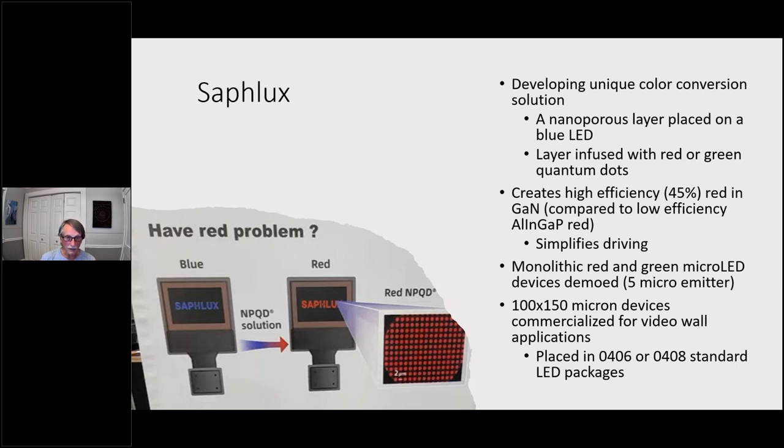But to get there, they're going to start by commercializing a little bit larger devices. These are really mini LED devices at 100 by 150 for video wall applications. And they've done a very smart thing, I think. They've taken these mini LED devices and put them in standard LED packages, these 0406 or 0408 packages. That allows them to be put into standard display module production lines for digital signage.